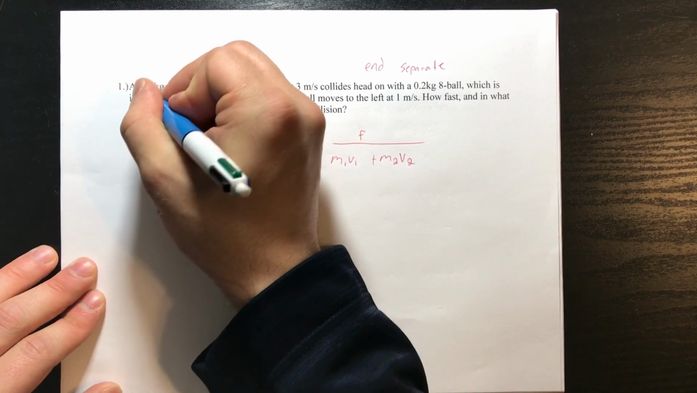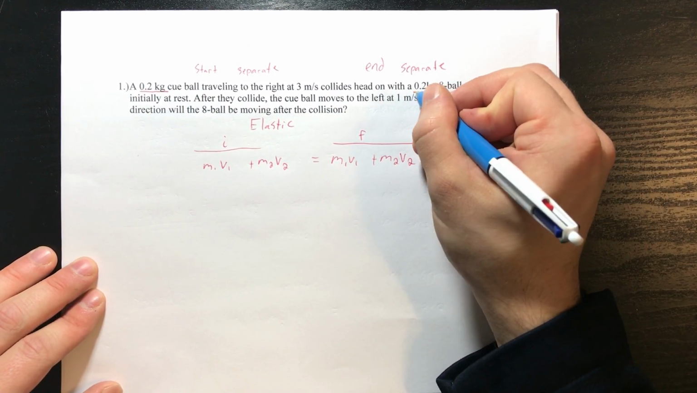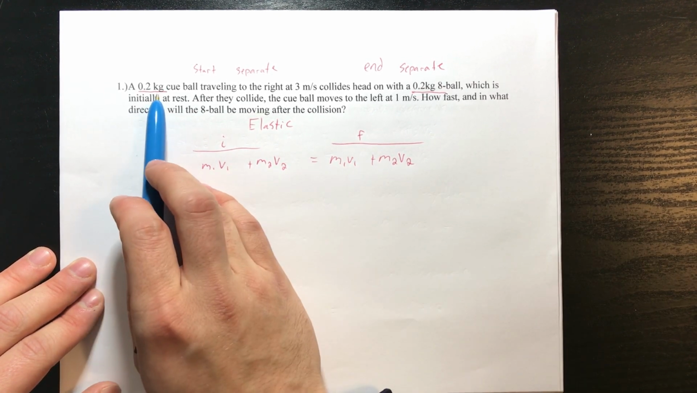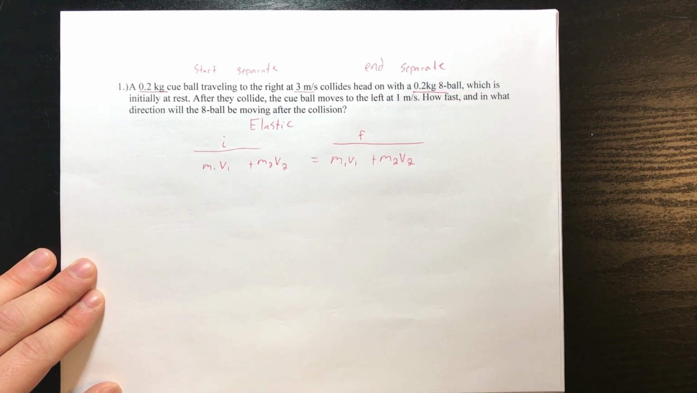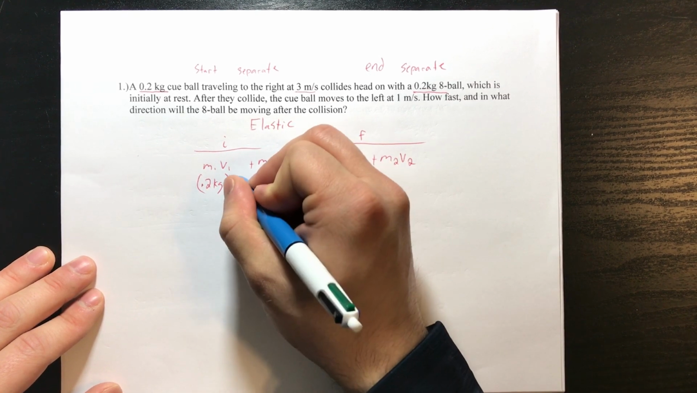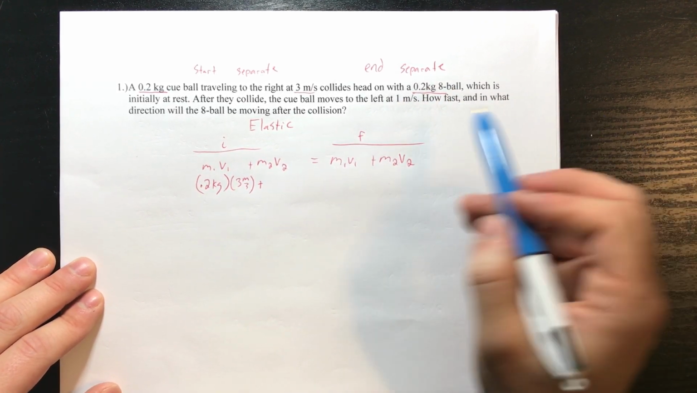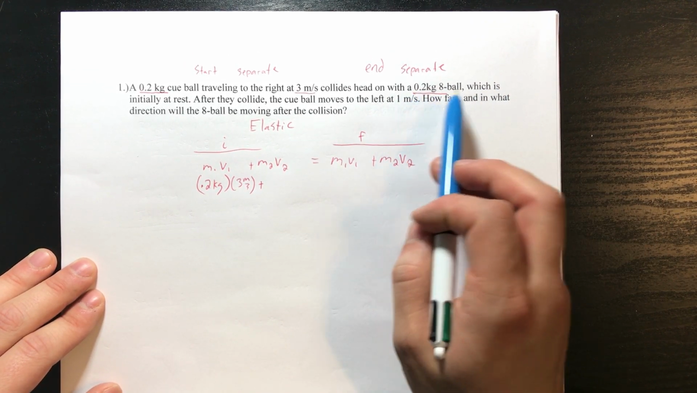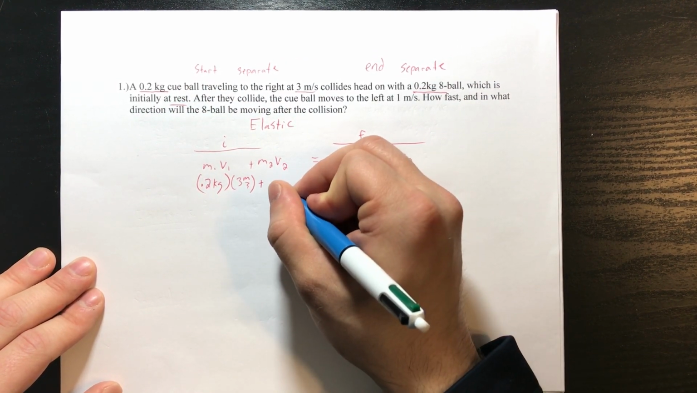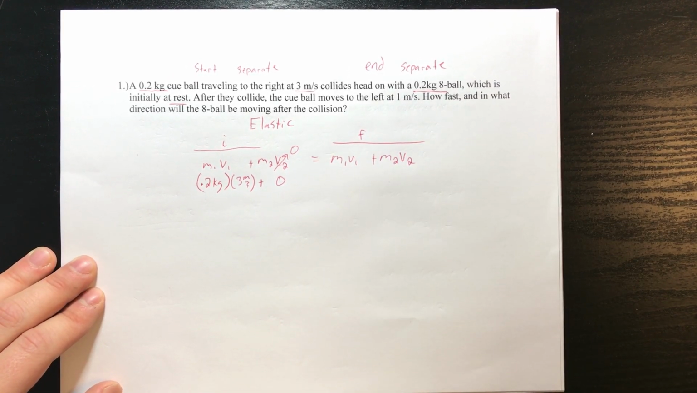So taking a look, we know that mass 1 can be considered our cue ball, 0.2 kilograms, but mass 2 actually is the same value. It's also 0.2 kilograms for our 8 ball. Continuing to read through, the cue ball starts at 3 meters per second, so let's go ahead and fill this in. Our mass 1, which is the 0.2 kilogram cue ball, starts at a speed of 3 meters per second. Now I want to add to this the momentum of the 8 ball initially, which is our 0.2 kilogram 8 ball, but it's initially at rest. So that means this whole term is actually going to cancel. It's going to become 0, because v2 in this instance is 0.